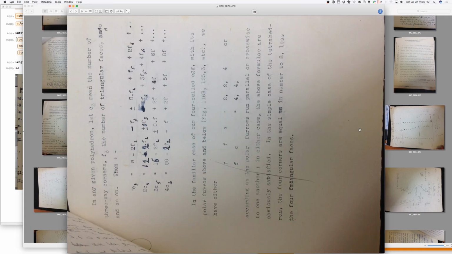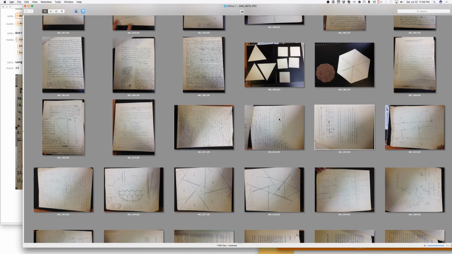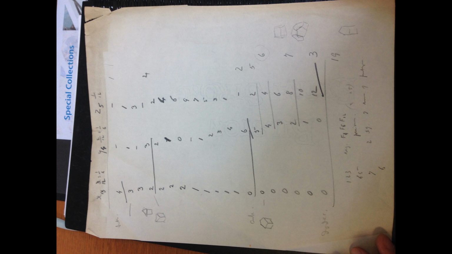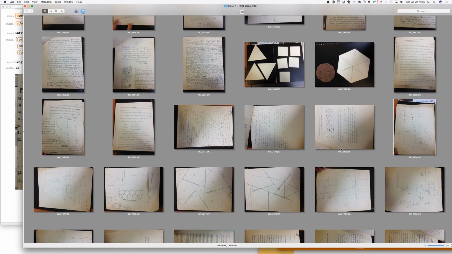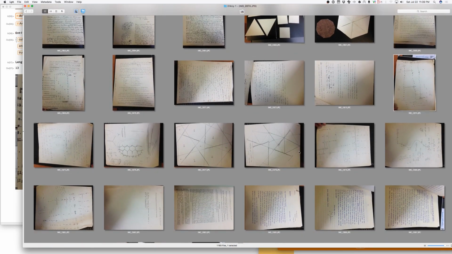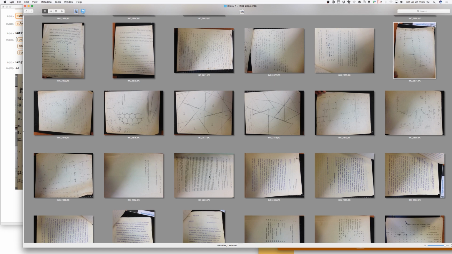Let's see here. What do we have next? Okay. Well, looks like this is a section on lots of things about polyhedra. So let's keep going a bit. More polyhedra here. Let's see what's happening in these letters.